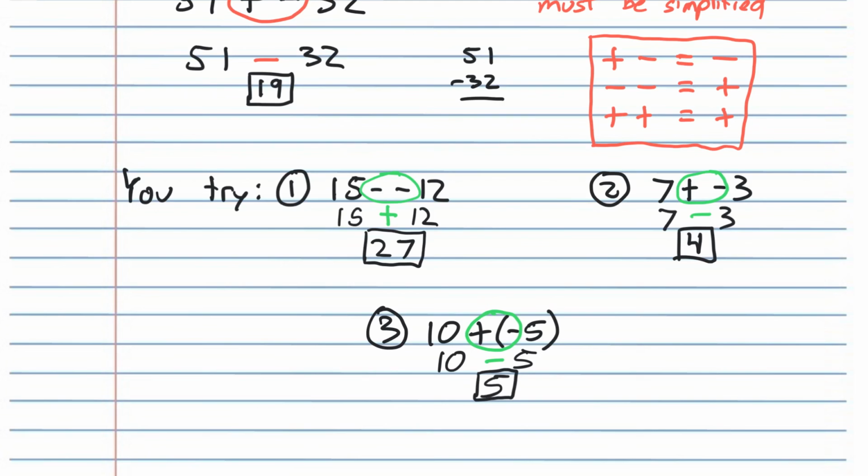Number 1, you should have got positive 27. Number 2, you should have got positive 4. And number 3, you should have got positive 5.